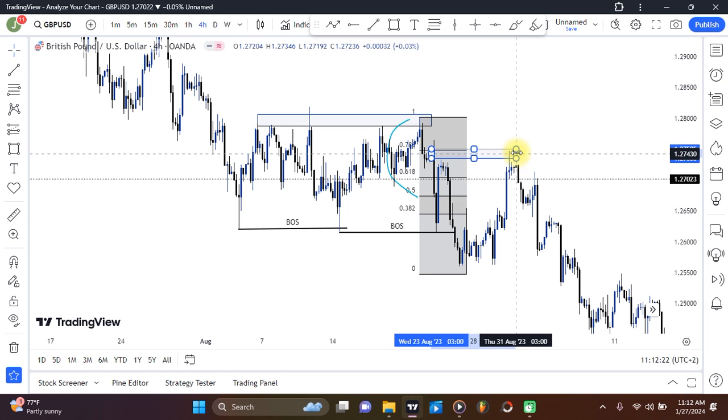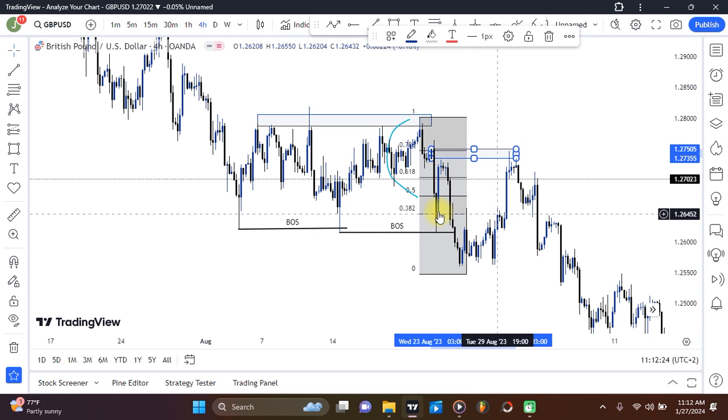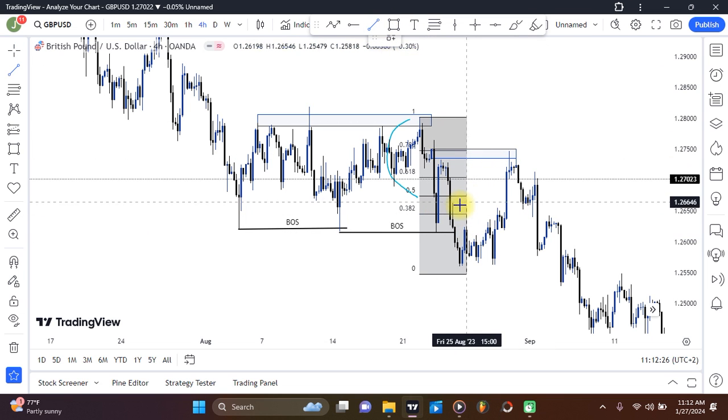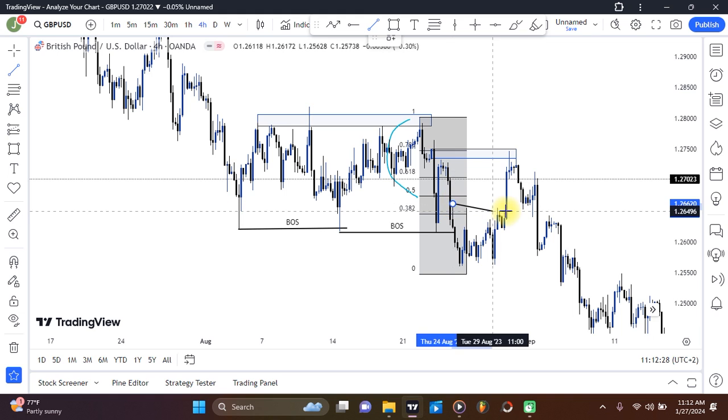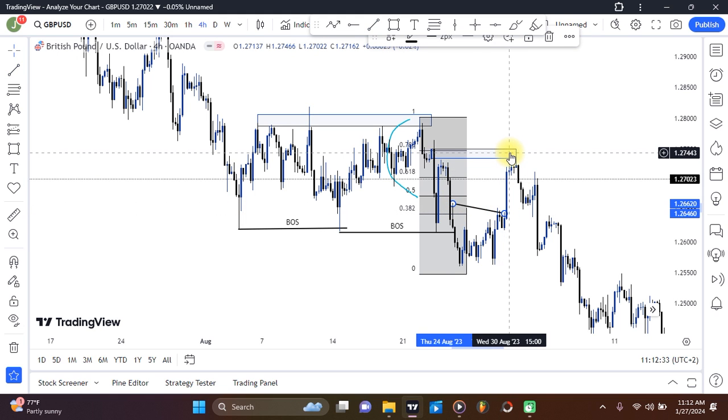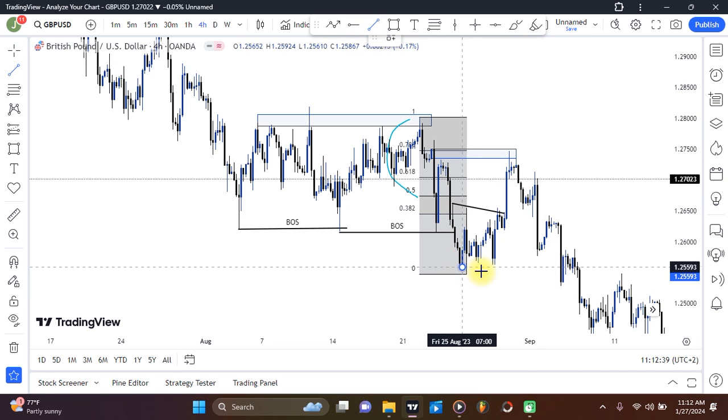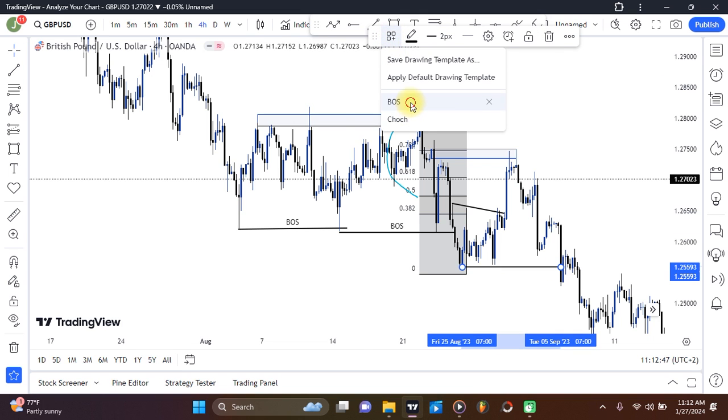And as you can see, the market started retracing to the upside, and then the market grabbed liquidity over here. And then after grabbing liquidity, the market reacted on our trading zone, and then the market started pushing to the downside, continuing to break structure to the downside. So here the market created another break out of structure. So this is how we would have entered this position.